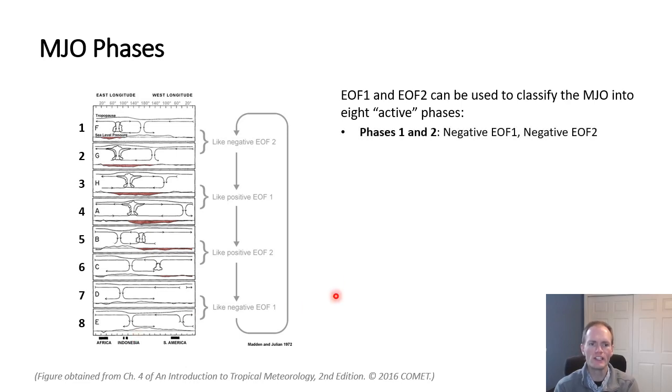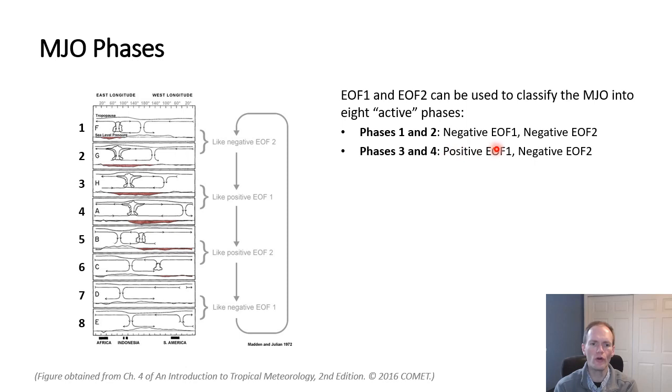And so phases 1 and 2, the top ones here labeled F and G, or 1 and 2, are associated with data that look like the inverse of EOF1 from the previous slide and the inverse of EOF2 from the previous slide. So that would mean suppressed convection in the maritime continent and extending out into the Pacific Ocean. And in fact, that's what we see here. Our convective maximum is actually located back in the western Indian Ocean between about 60 and 100 degrees east longitude, whereas we have suppressed convection out ahead of that. So this matches with what we would expect from the previous slide's analysis.